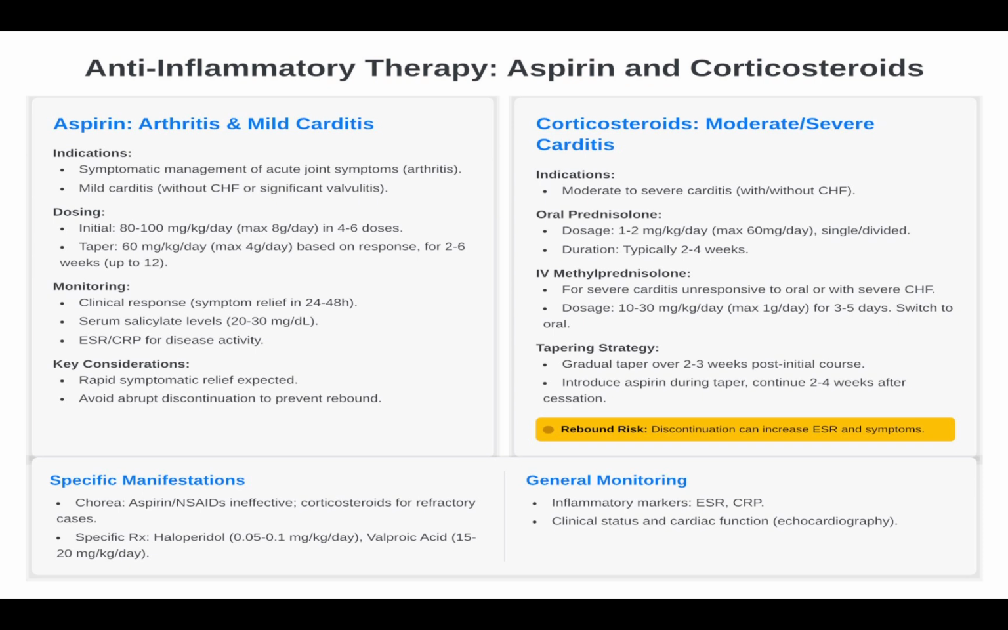Like aspirin, corticosteroids also require a slow, careful taper over several weeks to avoid adrenal insufficiency and potential rebound inflammation. Often, aspirin is introduced during the steroid taper. Lastly, for the management of chorea, medications like haloperidol or sodium valproate may be used to control the involuntary movements. It is important to remember, as the guidelines highlight, that chorea has a long latent period, so anti-streptococcal antibody test might be negative by the time symptoms appear.